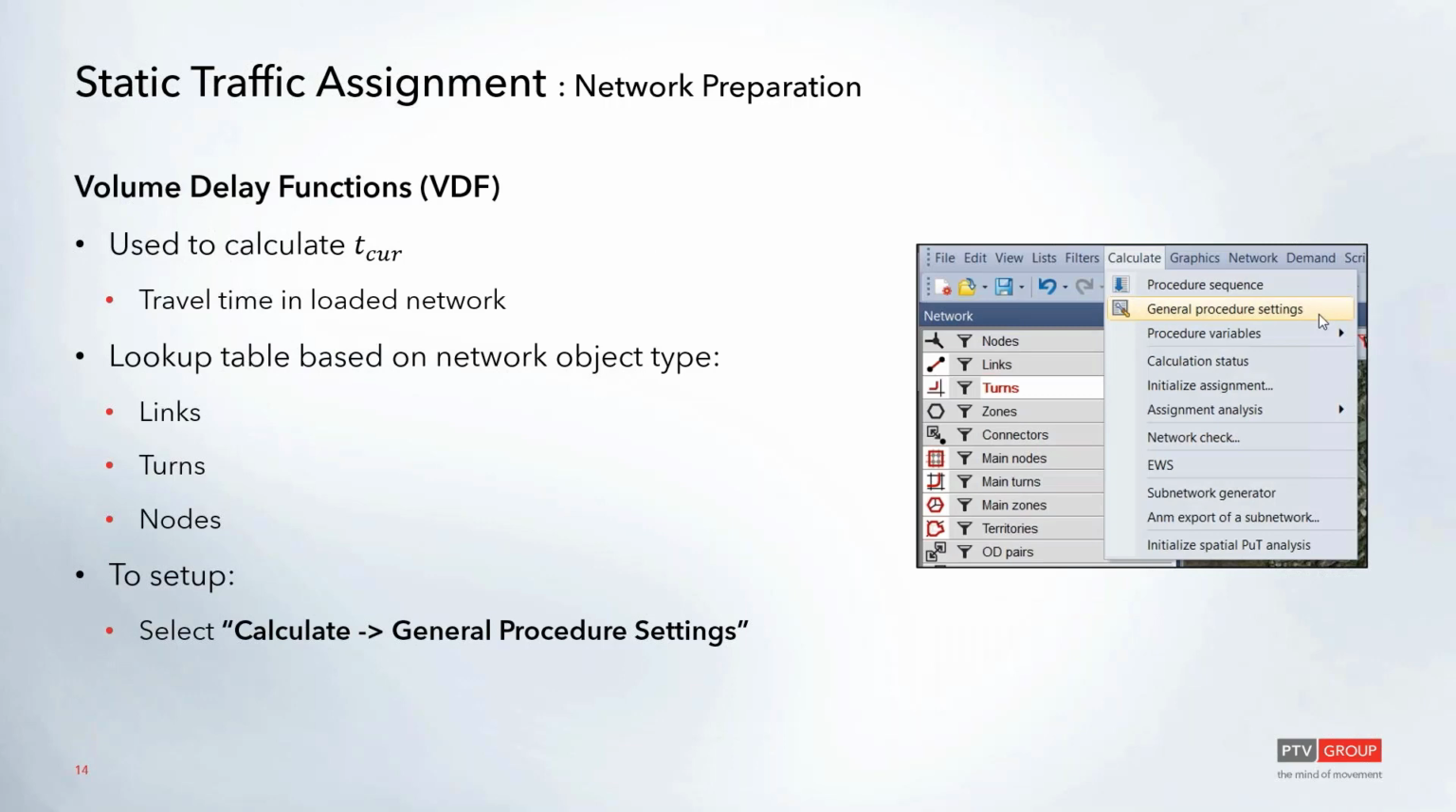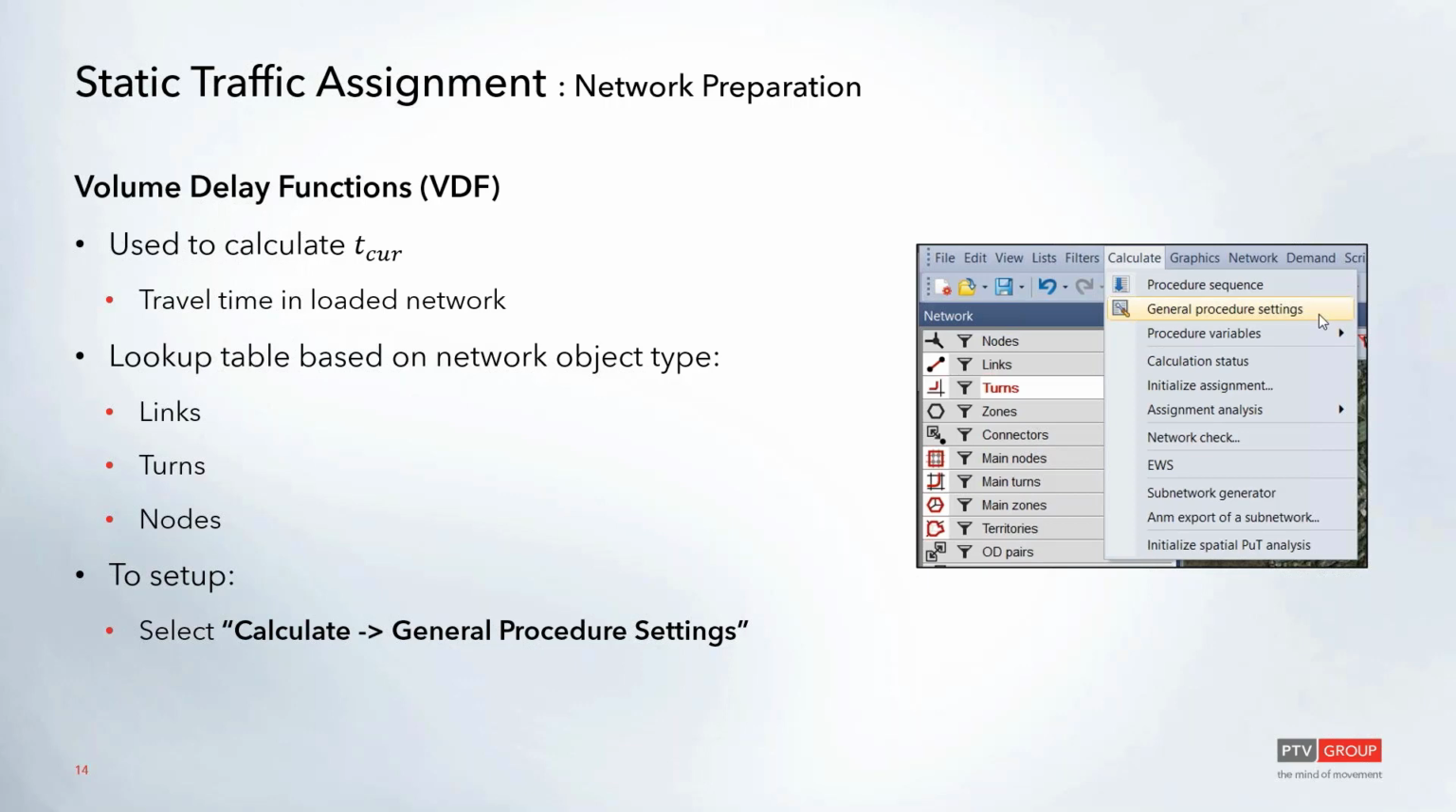All right, so moving over into the volume delay or VDF functions. These are going to be used to calculate the attribute called TCurve. You'll notice this value can be seen on the links and on the turns. This really represents the travel time in the loaded network. From here, this will also be used to calculate the impedance in the network, which is going to be used as part of the traffic assignment process.